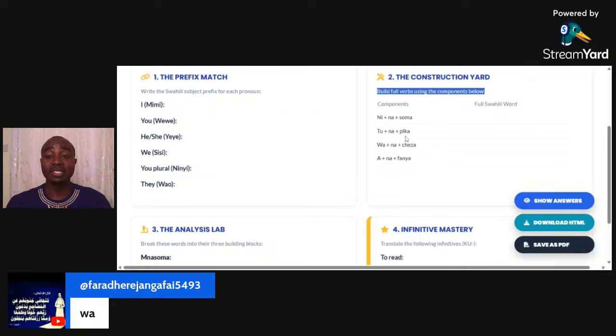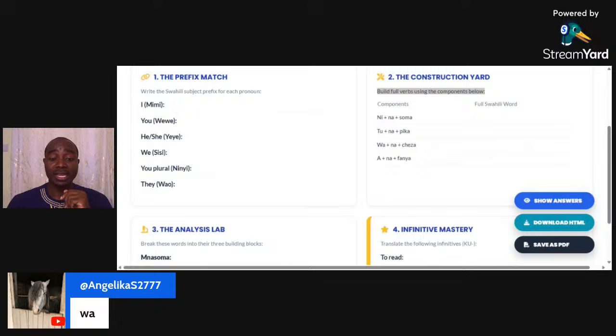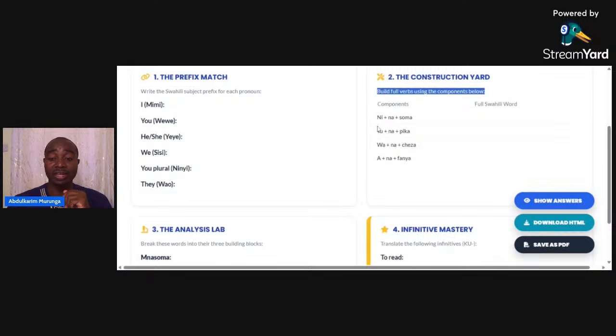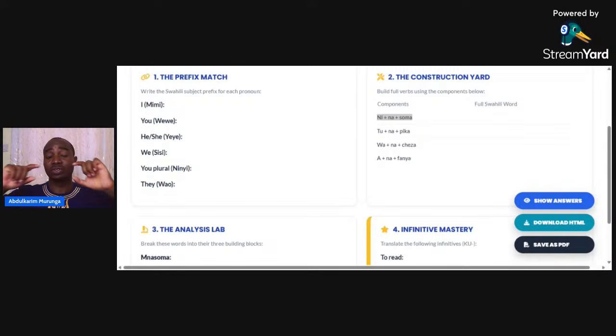What are the components that are listed here? The components listed here are ni, na, soma. You need to put them together and make a word. Ni plus na plus soma. Write the entire word in the chat.